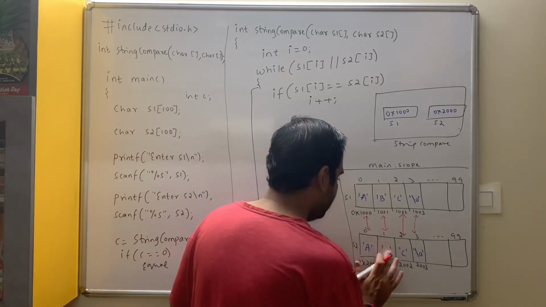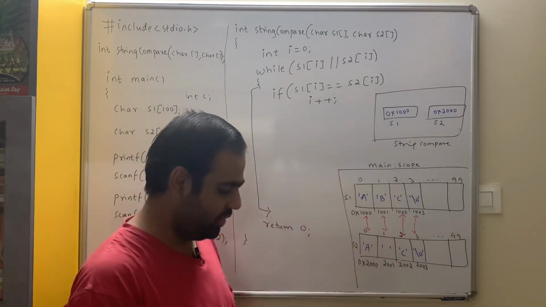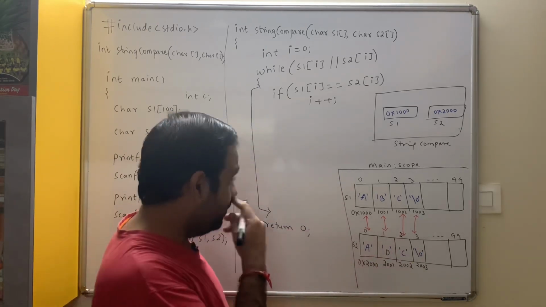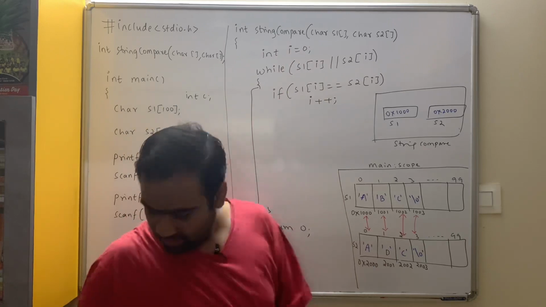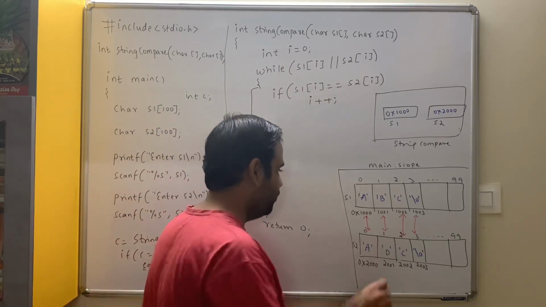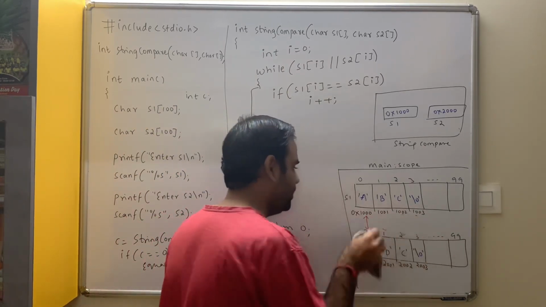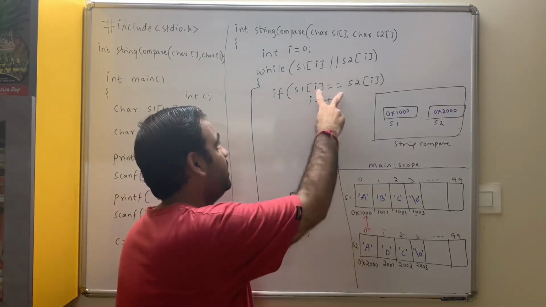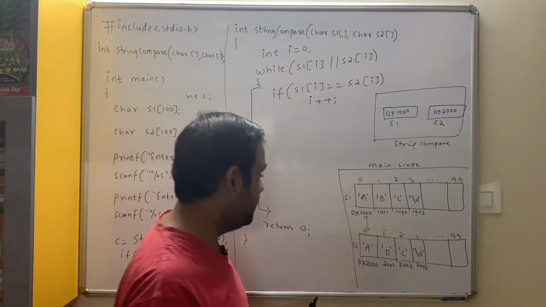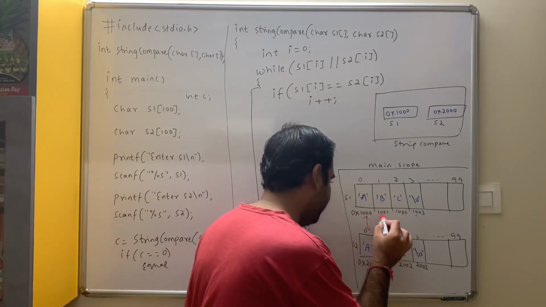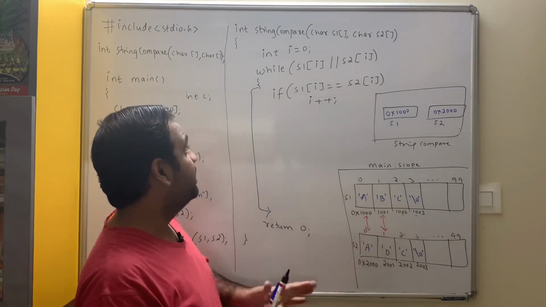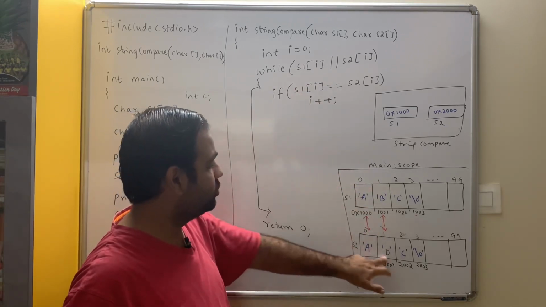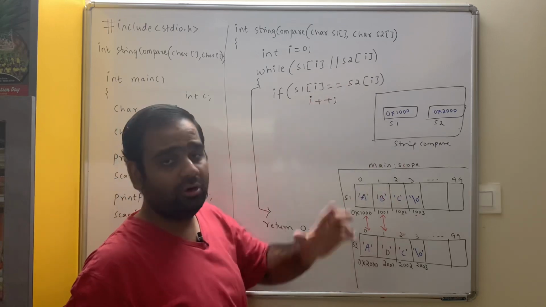Now let me take the first string as ABC, and let's take the second string as ADC. Now again you check the value of I is 0. Now if the value of I is 0, this is where we are comparing. S1 of 0 is A, S2 of 0 is A, equal. Yes. Now you say I plus plus, the value of I will become 1. Now you check. S1 of 1 is B, not equal null character. Yes, S1 of 1 is B, S2 of 1 is D, B equal to D, no.